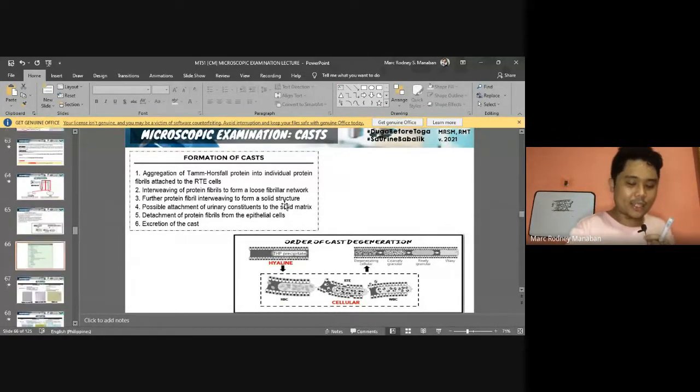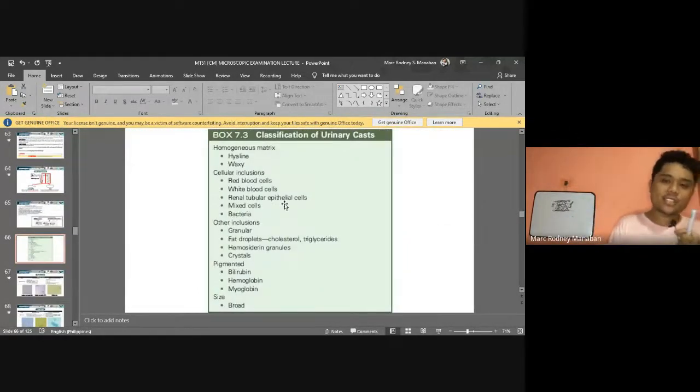Now, we go to the different classification of casts. So this is from Brunzel. In Brunzel, it is divided into different major categories. Number one is those casts with a homogeneous matrix, meaning a smooth appearance without any inclusion. Of course, we have two: you have hyaline and waxy.